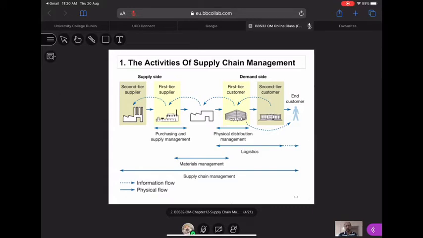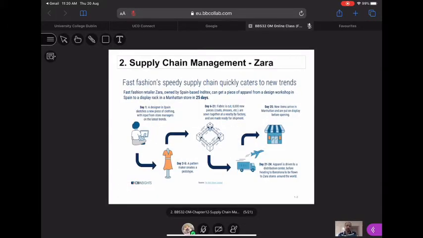Now let me share with you some examples of supply chain management of companies. I'm going to show you 3 company examples. Let's look at the first company, which is Zara.